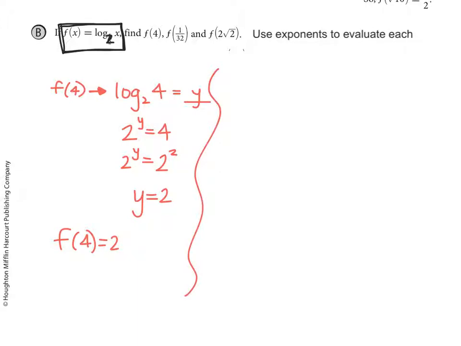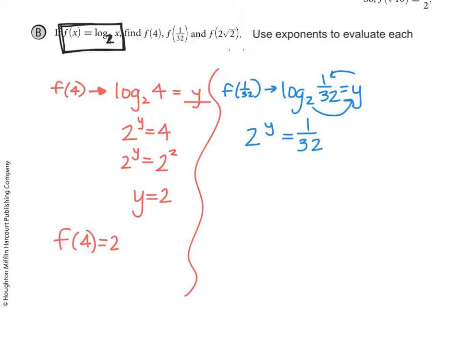All right, if we look at another one, let's say we have 1 over 32 now. So f of 1 over 32. We're just going to plug in log base 2 of 1 over 32 equals y, because I don't know what it is. So we're going to say 2 to the y power equals 1 over 32. Same as the last time, I need a base of 2. So if you break down 32, that's 2 to the 5th power.